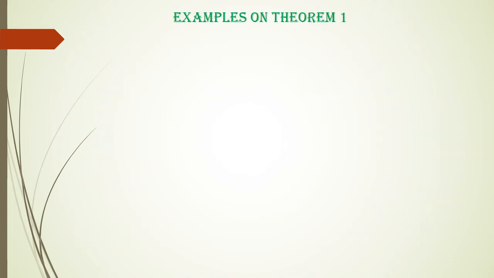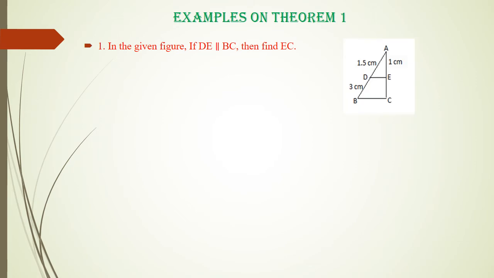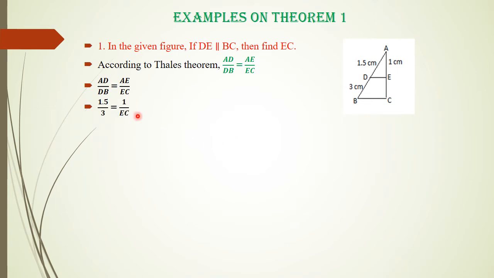Let us consider the first example. In the given figure, he is telling us that DE is parallel to BC, and he is asking us to find the value of EC here. Now, using the first theorem, if the DE line is parallel to the BC line, then according to the first theorem we can write the result as AD upon DB is equal to AE upon EC.